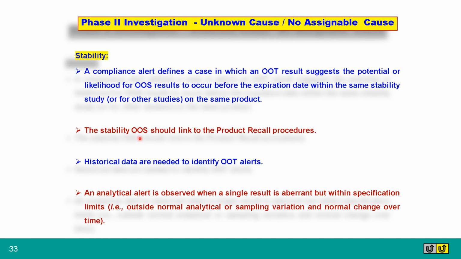The stability OOS should link to the product recall procedures. Historical data are needed to identify OOT alerts. An analytical alert is observed when a single result is aberrant but within specification limits, i.e., outside normal analytical or sampling variation and normal change over time.